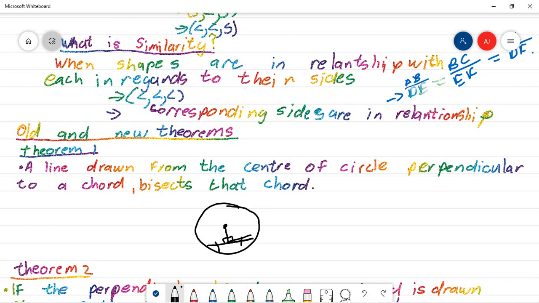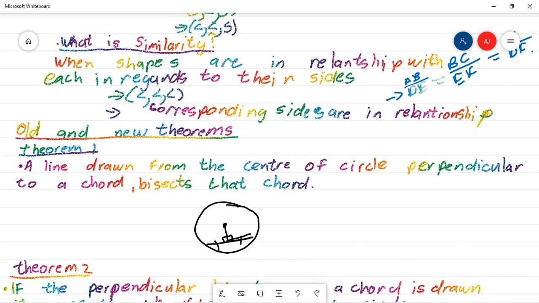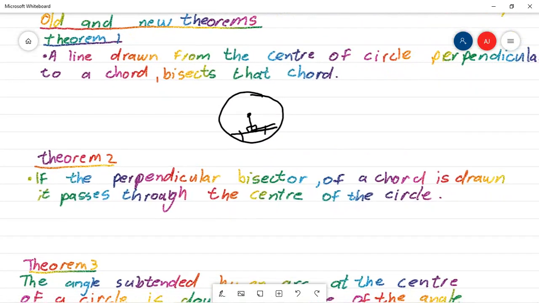Now the converse is also true. So if you have a line drawn from the center of a circle that bisects a chord, then that line is perpendicular to that chord. Next one, we will not be focusing on proofs as a side note, because I did upload a little book that shows you the proofs.